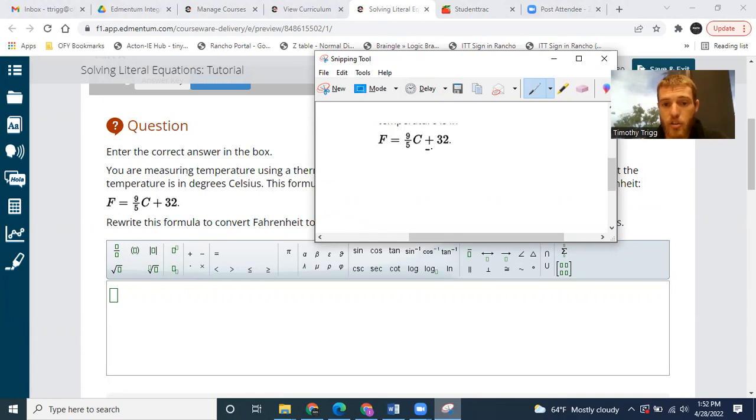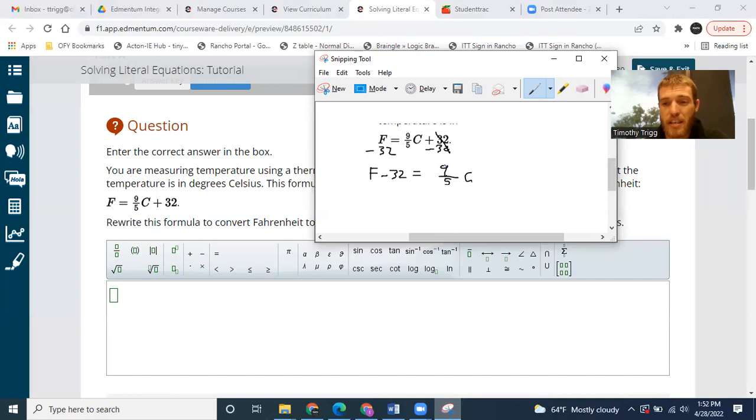Now, I hope you can see I could subtract 32 from both sides of this equation. F minus 32, we can just write it like that. F minus 32 equals, then on the other side, we have 9/5 C. Notice we're closer to getting C by itself. Again, our goal is to get C by itself.